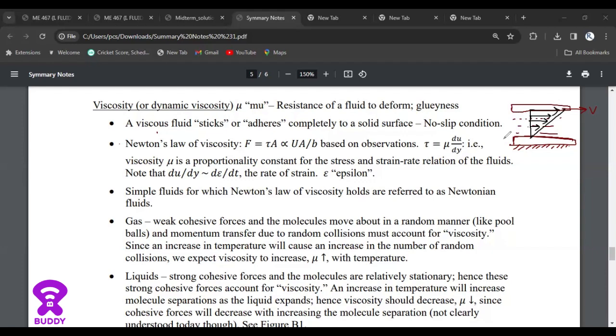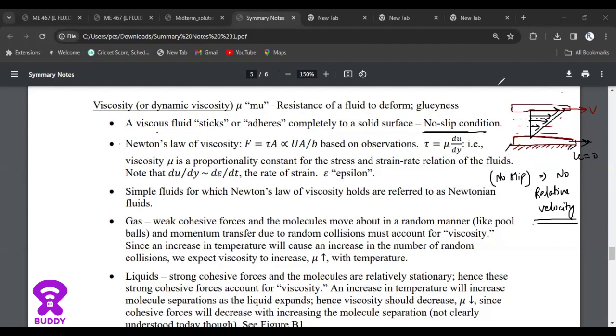The fluid which is coming in contact with the lower plate will have zero velocity, yes or no? The fluid which is attached to the lower plate should have zero velocity, yes or no? Why? Because to satisfy the no slip condition. What is the meaning of no slip condition? No slip means no relative velocity. Are you getting my point? No relative velocity, no slipping.